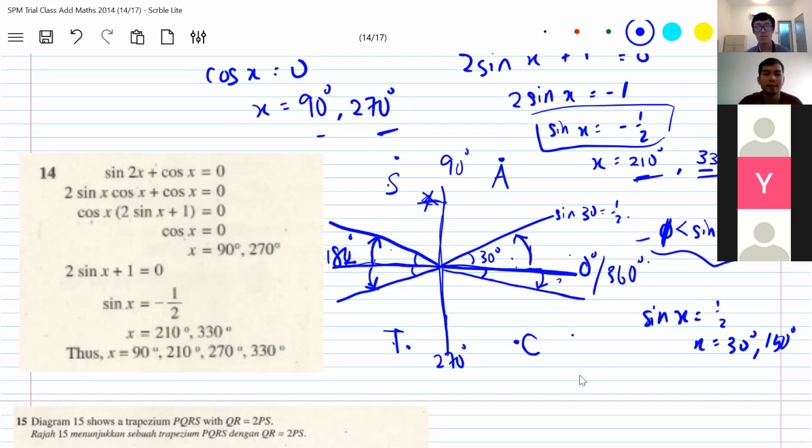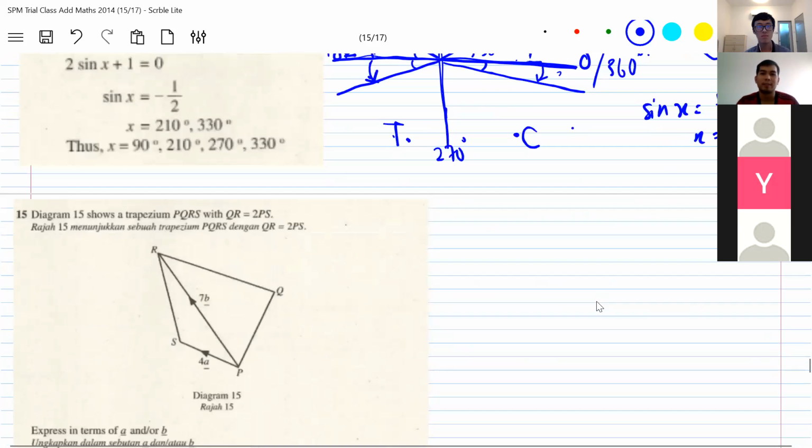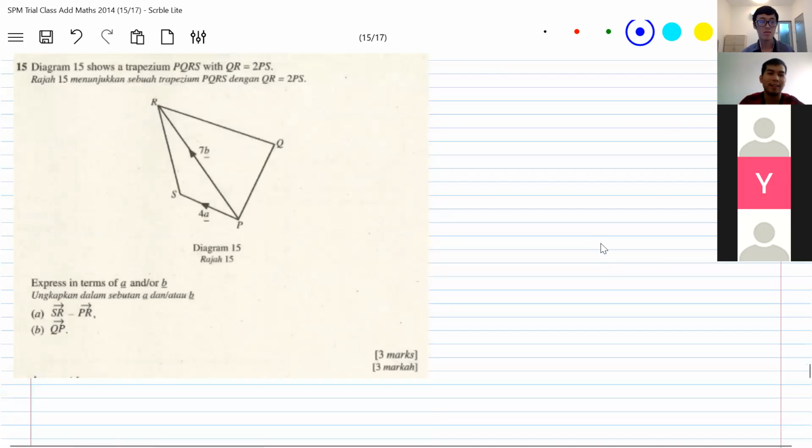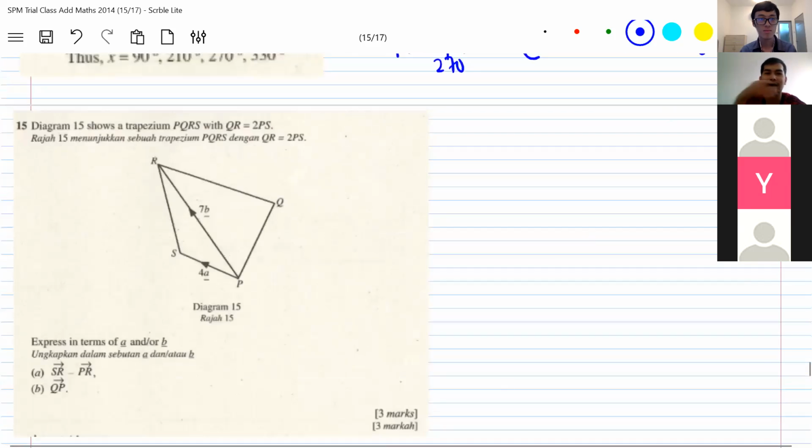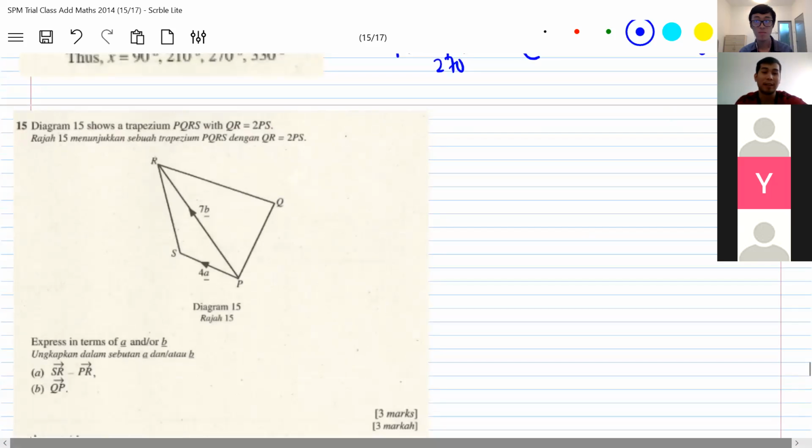All right, cool. Let's go to, in the interest of time, I think this will be the last question I'm going to cover. Vectors, just a little bit of vectors. It's a very simple one as well.